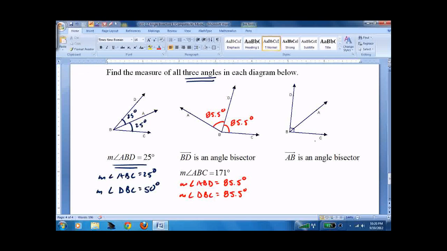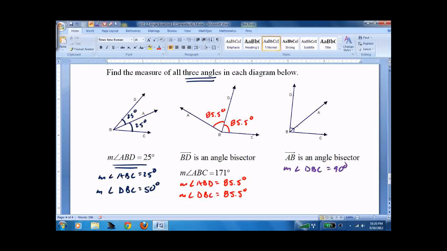Just try the last one on your own. So I'd pause the recording, see if you can get it. Important to try things on your own before you are given the answer, otherwise you're not getting as much out of it. The first thing I'd write here is that the measure of angle DBC is 90 degrees. That's what that little box means, 90-degree angle.